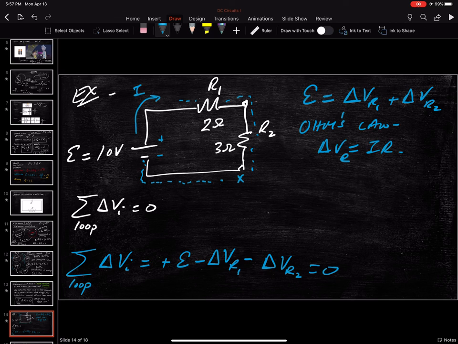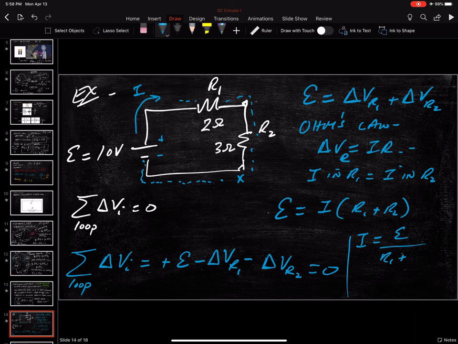So if I know that I in R1 equals I in R2, why? We're getting there. Then this means that E should be equal to I times R1 plus R2, because delta V R1 is just I R1, and delta V R2 is just I times R2. And so, from here, my I is equal to E over R1 plus R2. That will be 10 divided by 5, 2 amps. That's the current in the circuit. See how it goes? Not so bad. We'll do other examples.